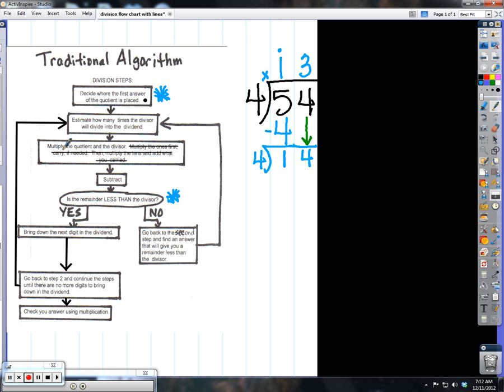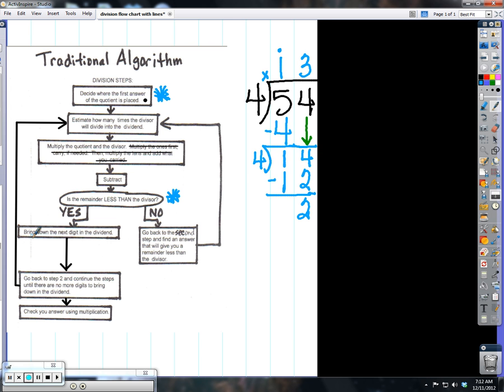Okay, the next step, multiply the quotient and the divisor. When we say multiply the quotient, we now mean just that single digit that we just placed up top. So 3 times 4 is 12. Next step, we will subtract. 14 minus 12 is 2. Ask the question, is the remainder less than the divisor? 2 is less than 4.